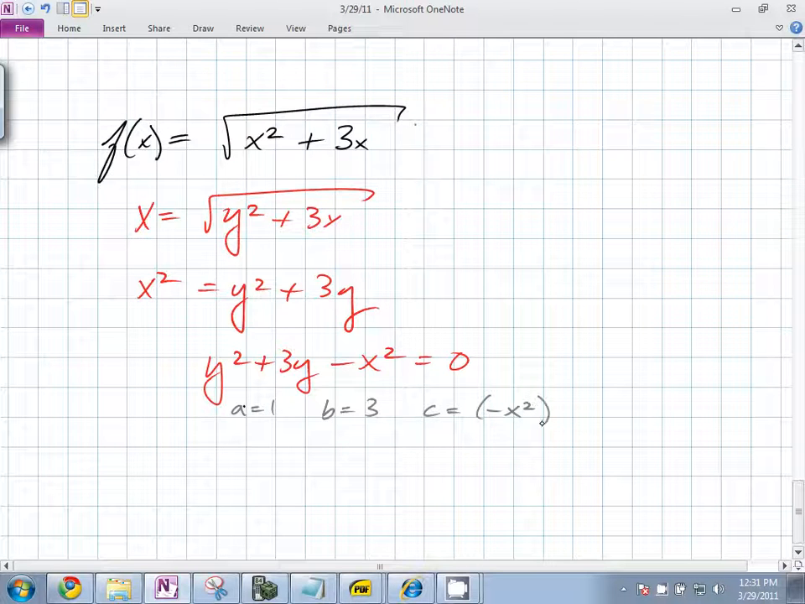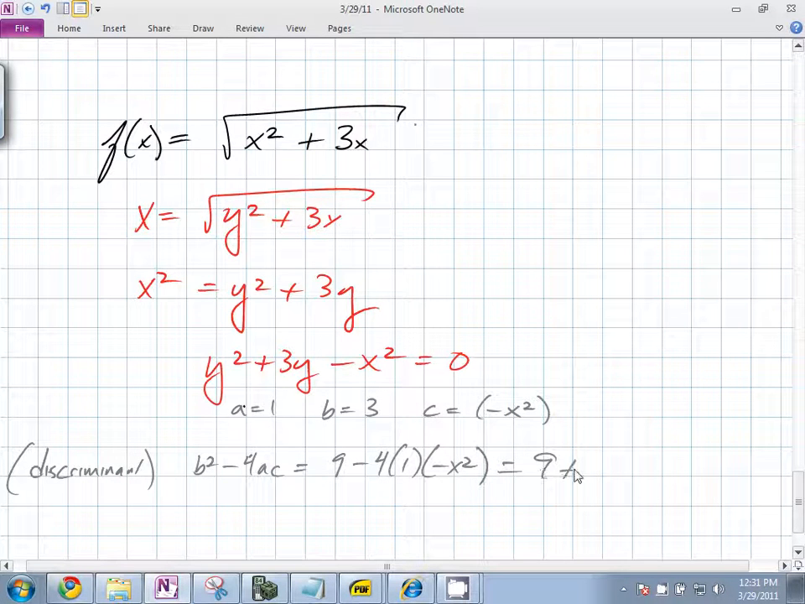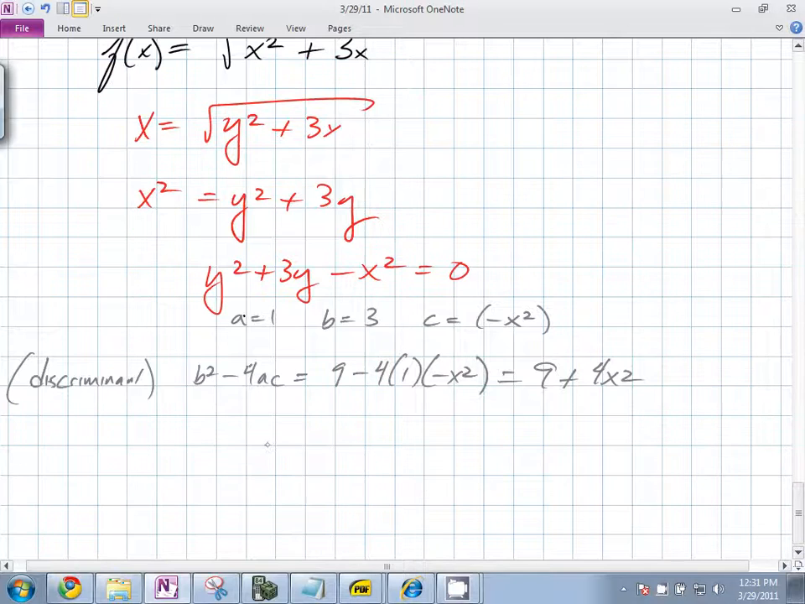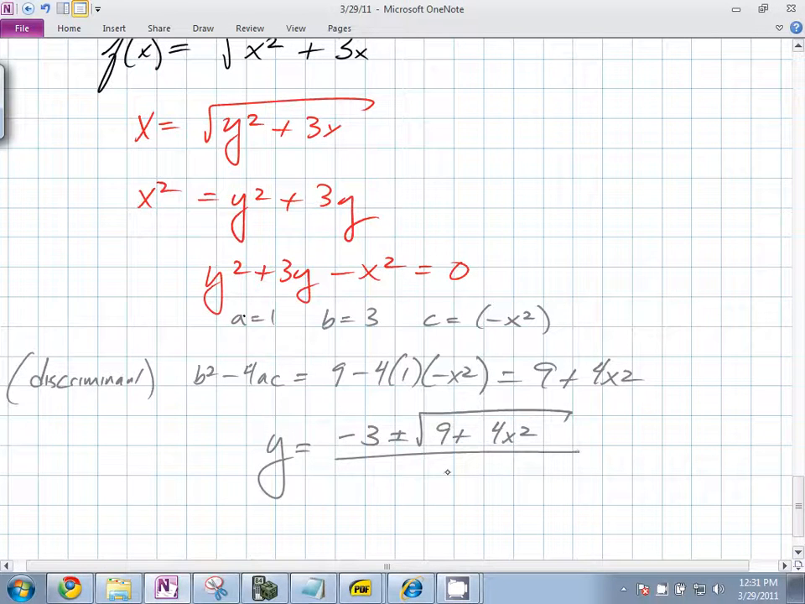Yeah. So then you do b squared minus 4ac. That's called what? Yeah. So you end up with 9 minus 4 times 1 times negative x squared. So what do you end up with? 9 plus? So what does y end up equaling? Negative 3 plus or minus the square root of what? 9 plus 4x squared all over? All over what? 2. That's correct.